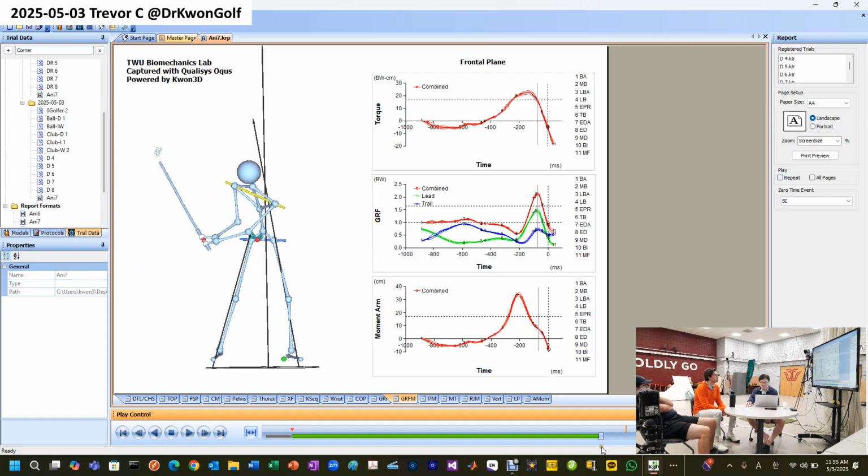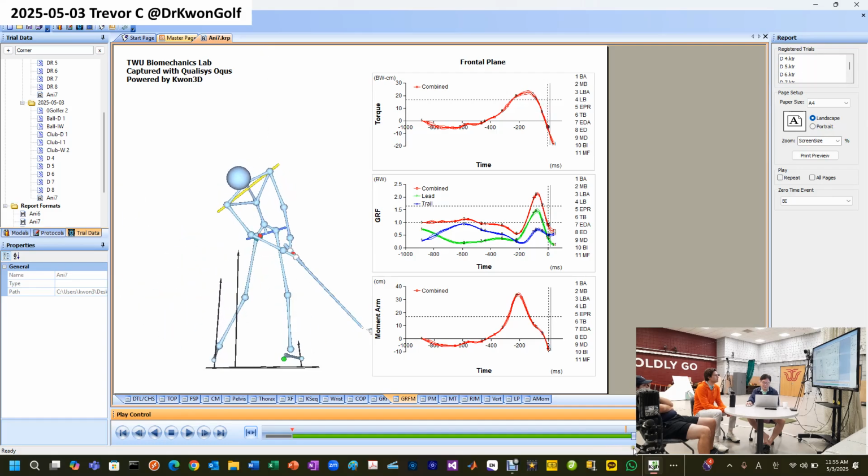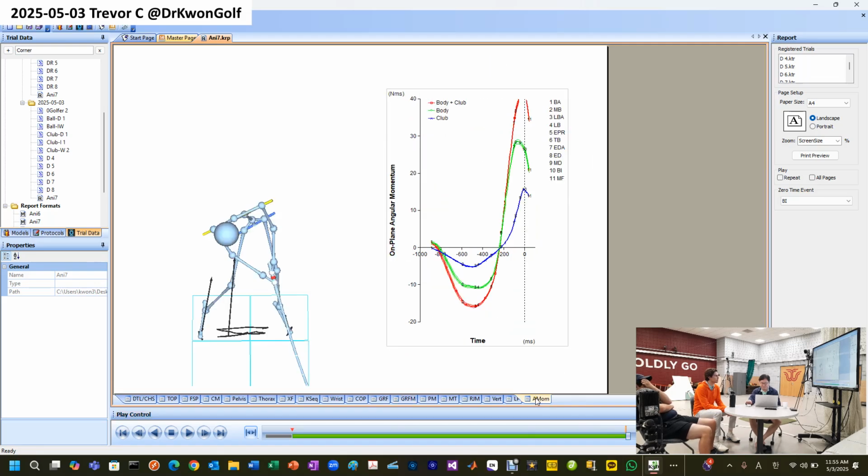However, you see the arms, the elbows are flexed here, and your body is turning together here. So most of it is used by the body, but still the club does not get enough momentum. Right. So this is the angular momentum.